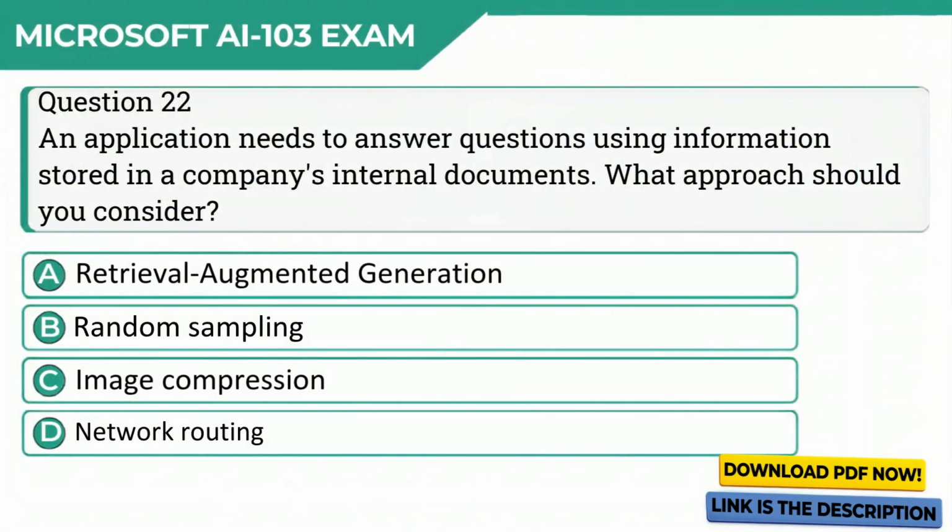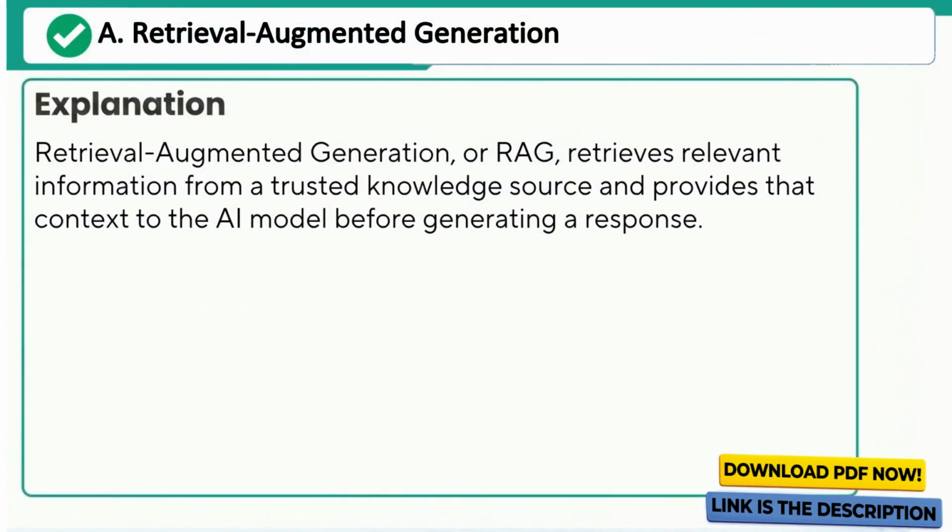Question 22. An application needs to answer questions using information stored in a company's internal documents. What approach should you consider? A. Retrieval-Augmented Generation. B. Random sampling. C. Image compression. D. Network routing. Correct answer A. Retrieval-Augmented Generation. Explanation: Retrieval-Augmented Generation, or RAG, retrieves relevant information from a trusted knowledge source and provides that context to the AI model before generating a response.